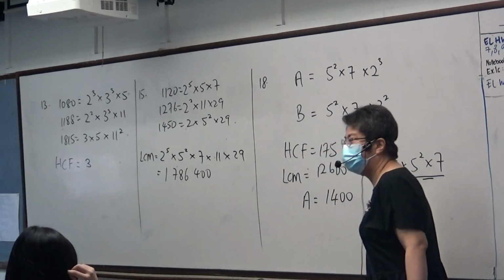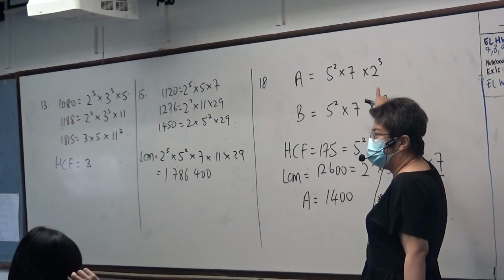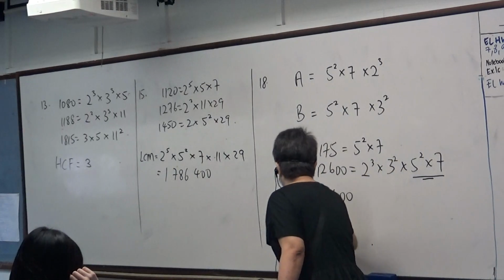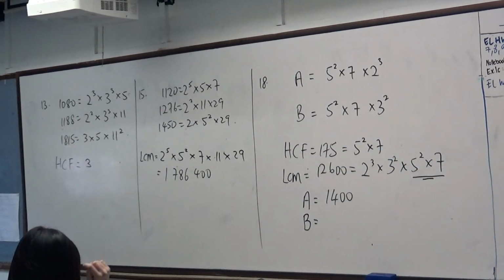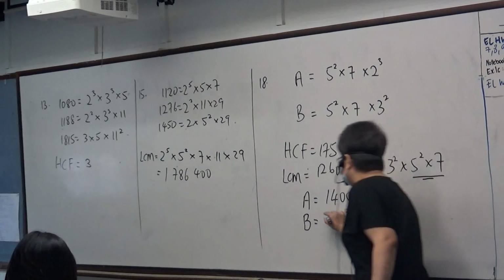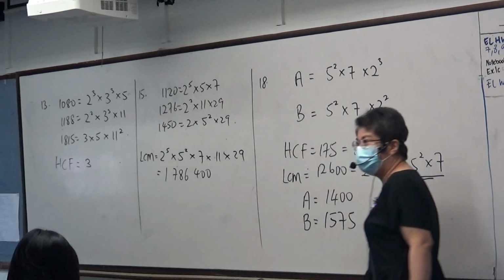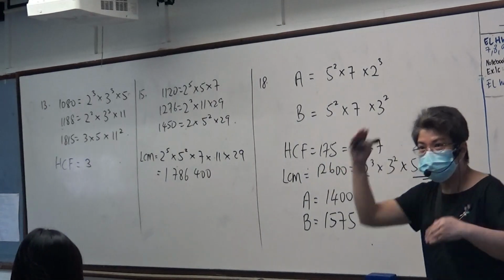1400. Is this correct? Is this 1400? Okay, how about B? How about B? 1575. Are we okay? Can you see how to work backwards?